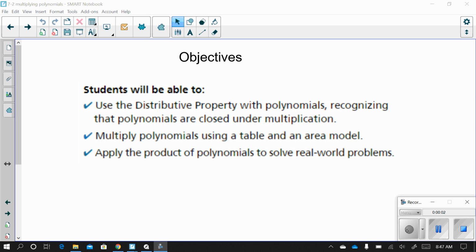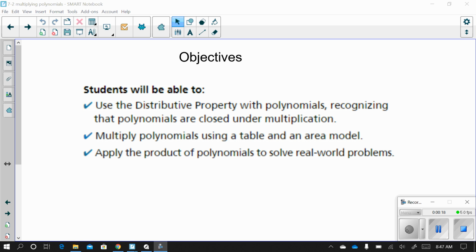Hey guys, so in our last lesson we left off with adding and subtracting polynomials. So today we're going to move on to multiplying polynomials. Okay, a lot of fun. I'm actually going to be posting a song for you guys later too to help you remember an acronym. I really enjoy it, so hopefully you guys will too.